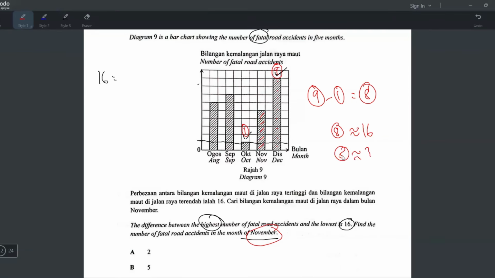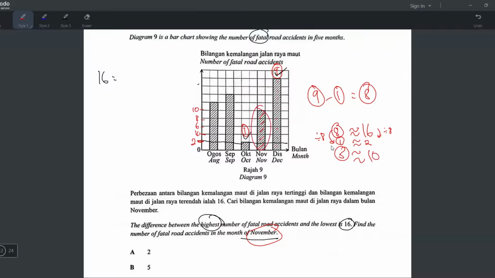Very easy. First you find how much one box is. It's like a ratio, right? You treat it like a ratio. So 8 how to become 1? Divide by 8, right? So here also divide by 8. 16 divided by 8 is 2. In other words, one box is 2 number of accidents. This one is 4, this one is 6, this one is 8, this one is 10. So you can see November is 10.